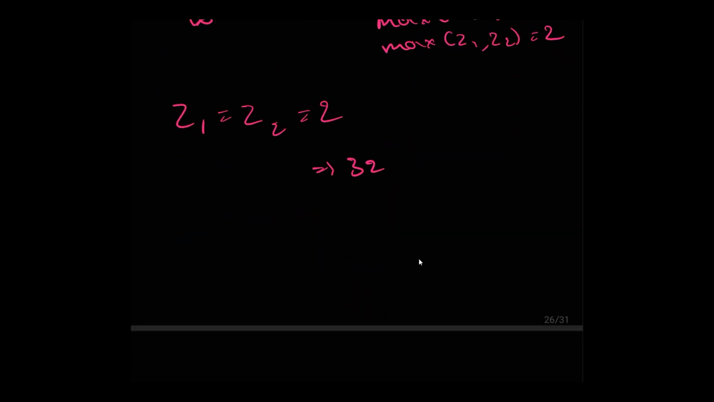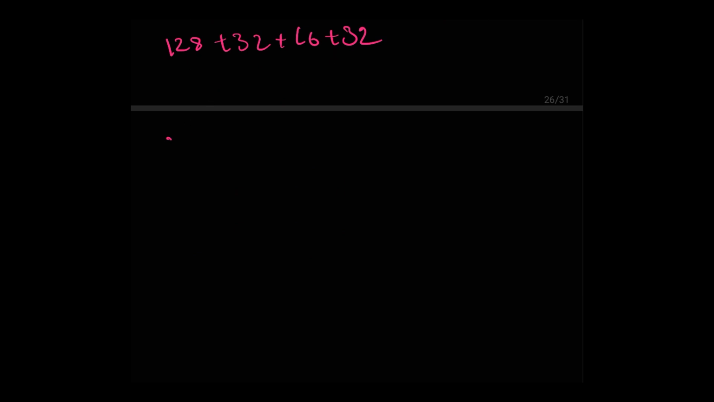Therefore, the number of ways until now we got is 128 plus 32 plus 16 plus 32. Now another case: x1 equals x2 equals 2, y1 equals y2 equals 4. This will be 2 into 2, 4 ways, and for x1 and y1 pair, we are taking the pair.